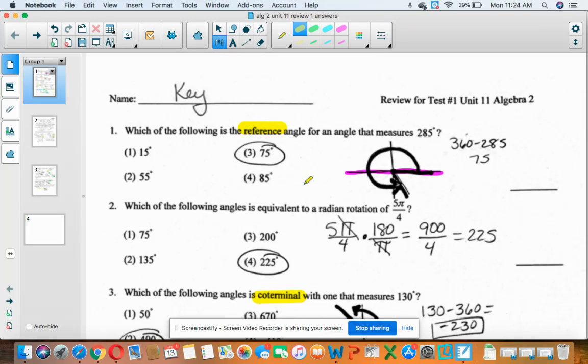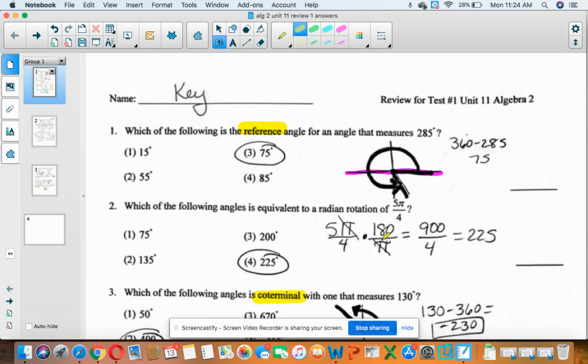Question 2 wants to know which of the angles is equivalent to a radian rotation of 5 pi over 4. So I'm basically changing radians back to degrees. The way I convert radians to degrees is I multiply by 180 over pi. So I take that 5 pi over 4 and I multiply by 180 over pi.